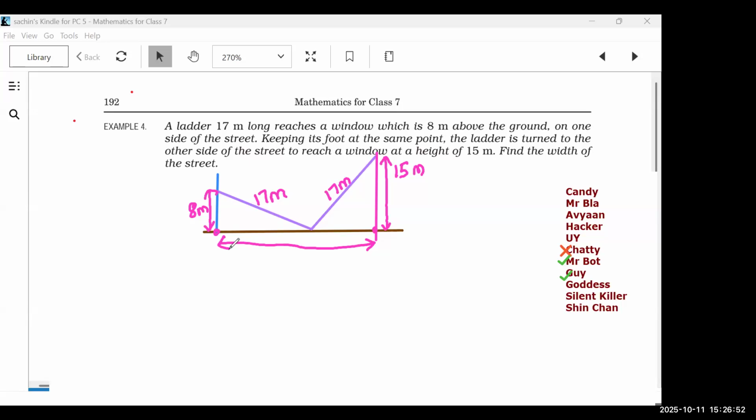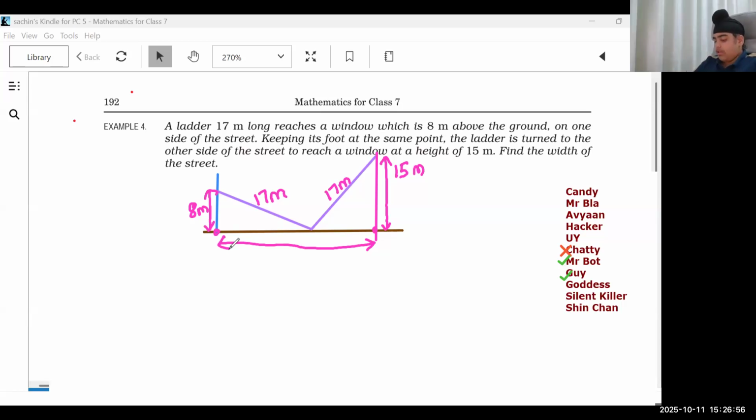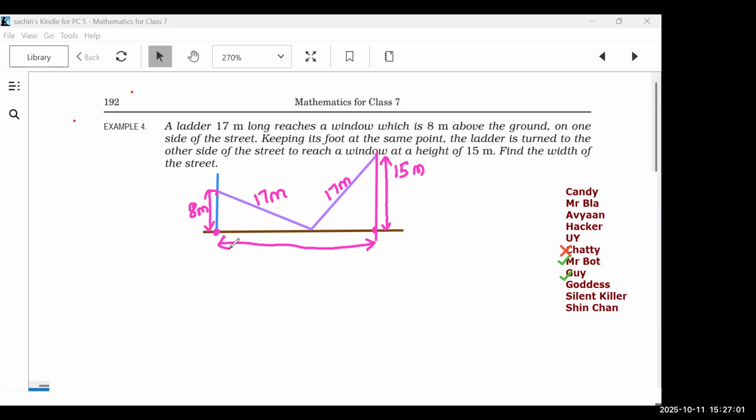Mr. Cow, have you done this question at school? No, sir. Not even a similar one.